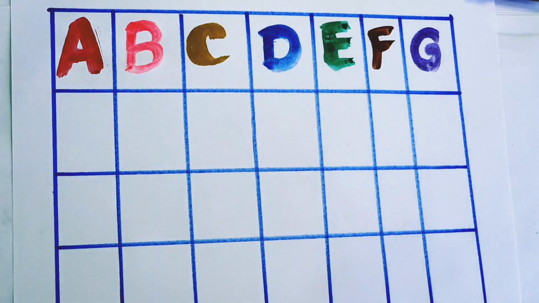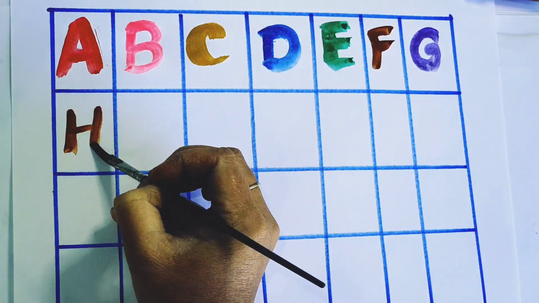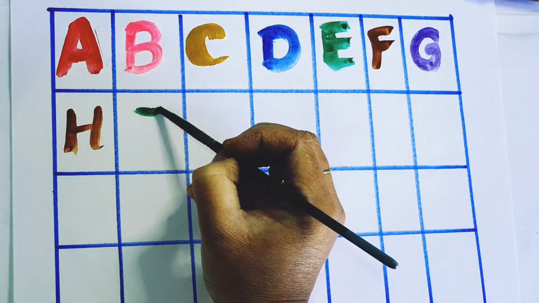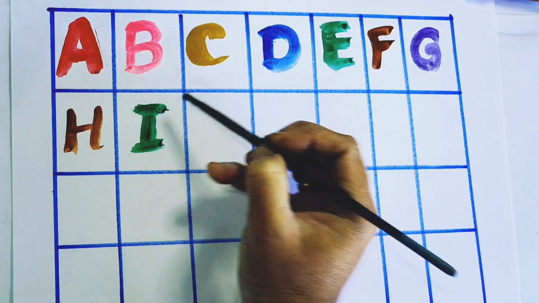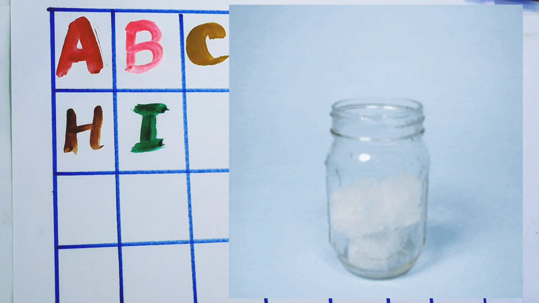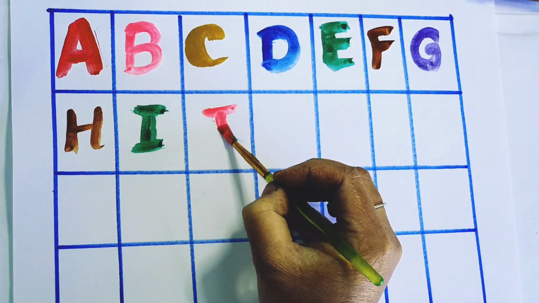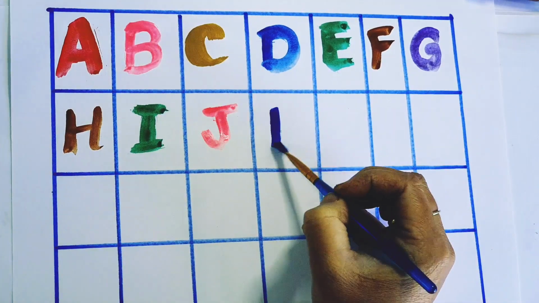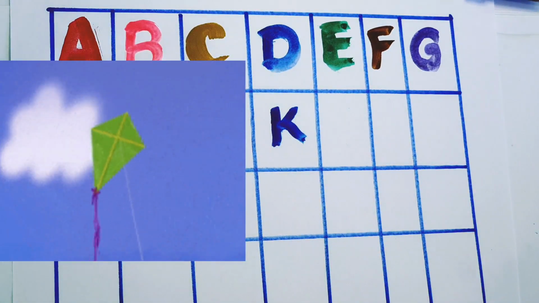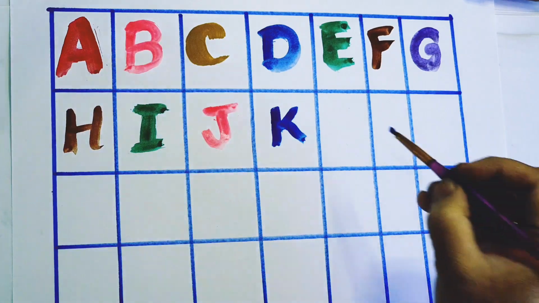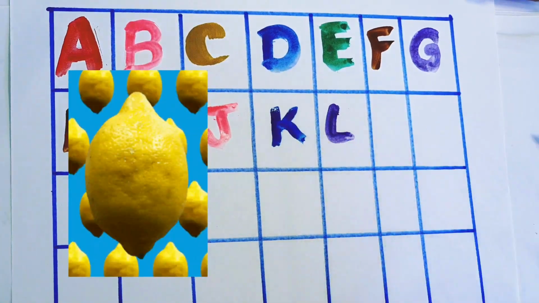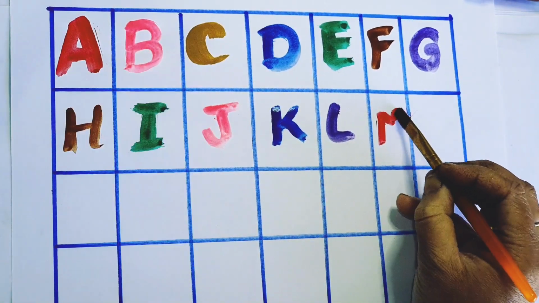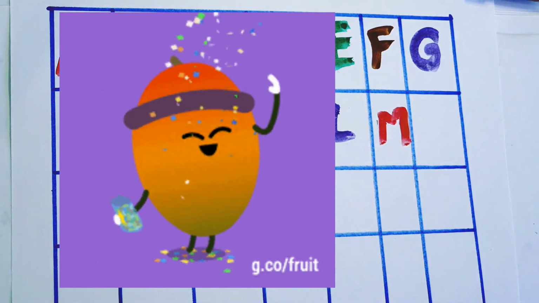Brown color. H. H for house. Dark green color. I. I for eyes. Pink color. J. J for joker. Blue color. K. K for kite. Purple color. L. L for lemon. Red color. M. M for mango.